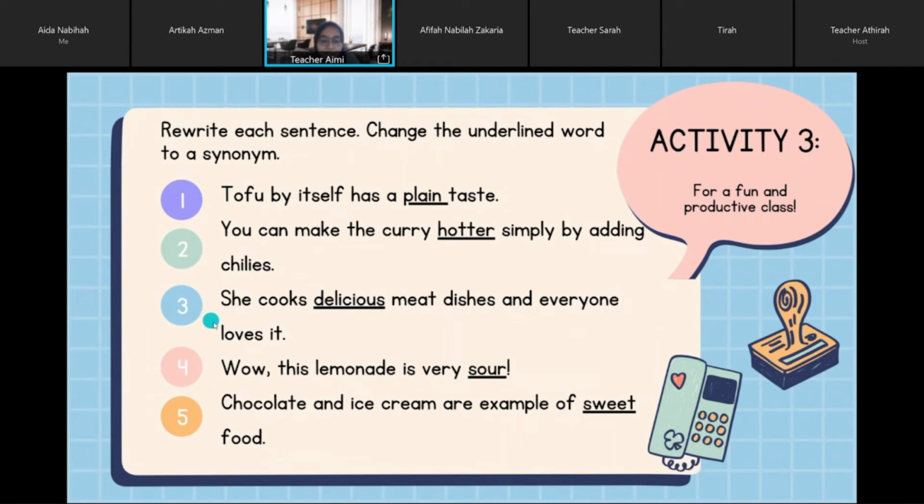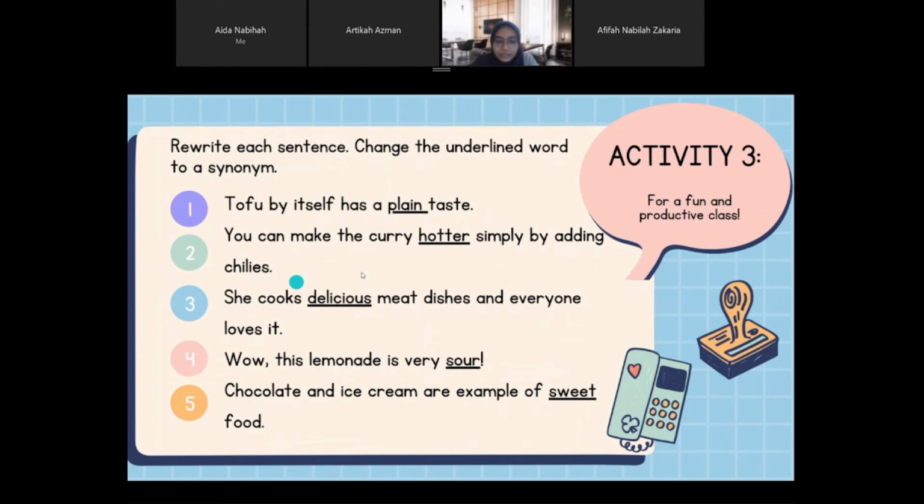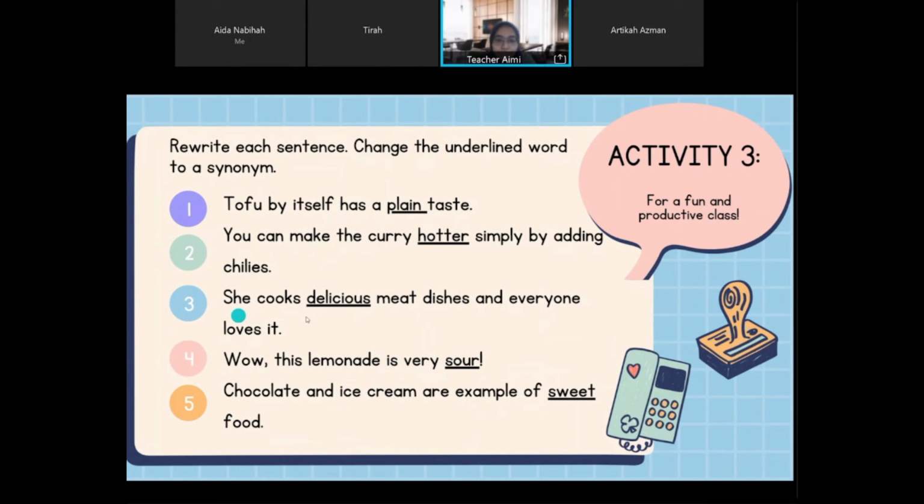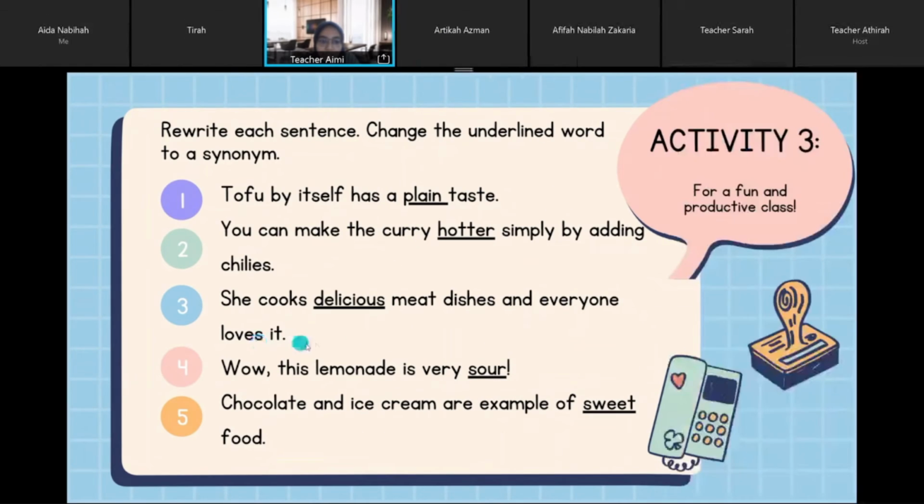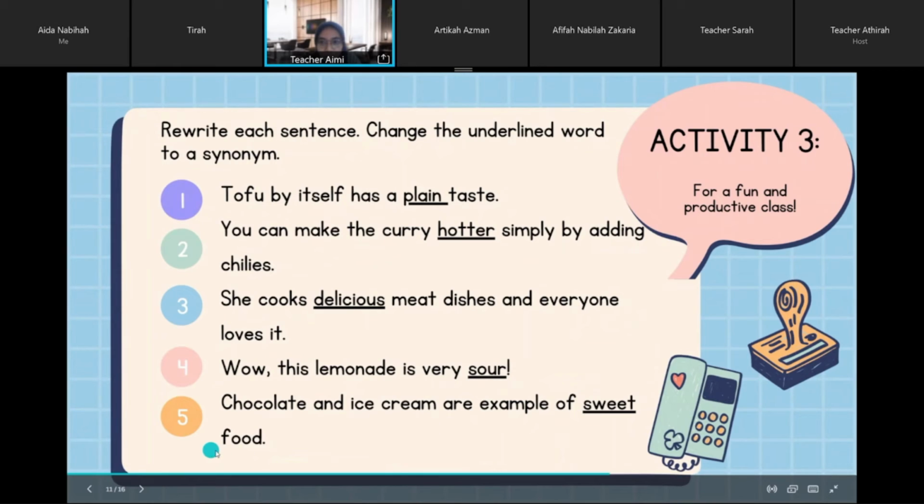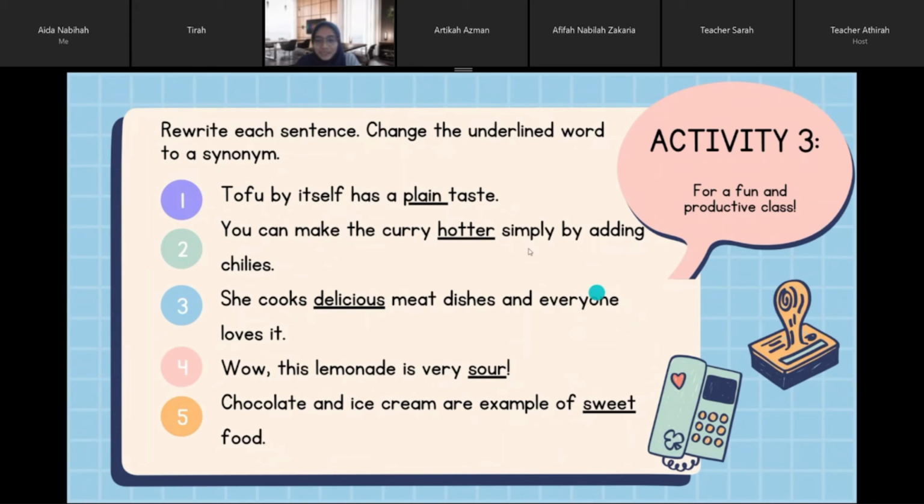So the third question: she cooks delicious meat dishes and everyone loves it. What can we replace the word delicious with? Juicy. Correct. So she cooks juicy meat dishes and everyone loves it. For the fourth question: wow, this lemonade is very sour. What word can we replace sour with? It's acidic. Okay, good. Good job, guys. For the fifth question, the last question for today: chocolate and ice cream are examples of sweet food. What synonym can we replace the word sweet with? Sugary, teacher. Okay, good.